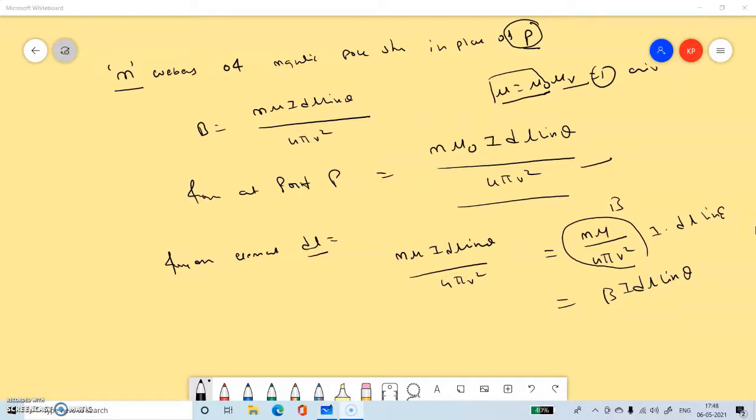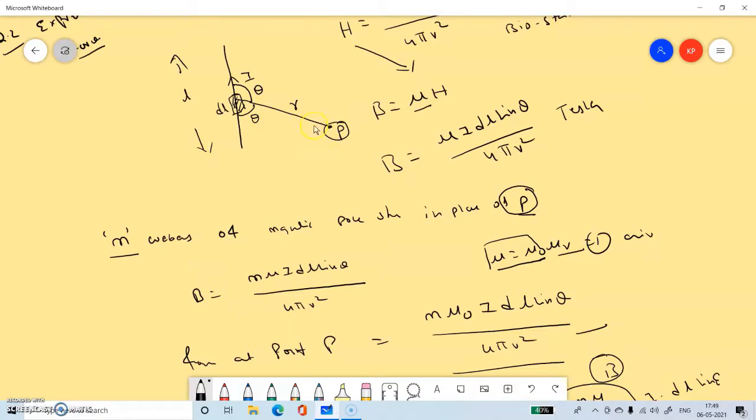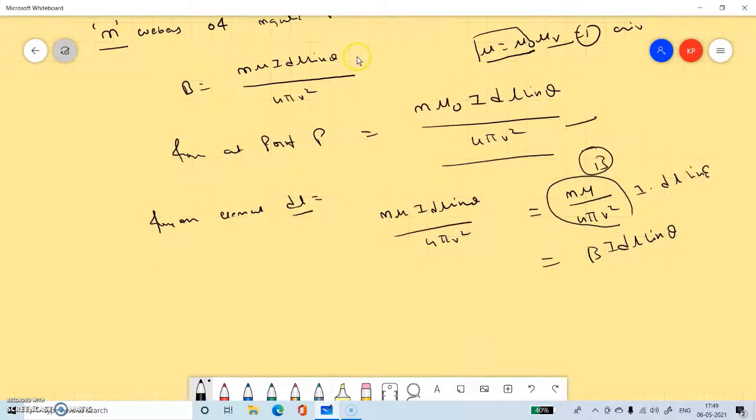Where B is the flux density at a distance r from a magnetic pole of strength M Weber. Here, this is the point P, and from here to here the distance is r. So B is the flux density at a distance r from the magnetic pole of strength m Weber. That value is B equal to mu into m divided by 4 pi r square tesla. Where B is equal to mu into H, so H is equal to m by 4 pi r square.